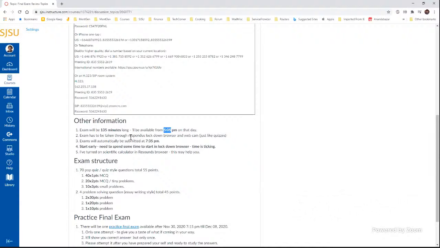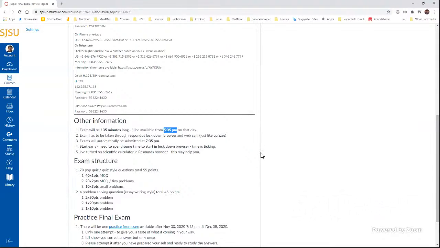It has to be taken through the Respondus lockdown browser and webcam, just like the quiz and midterm. The exam will be automatically submitted at 7:35 p.m. So start early, start from 5:05 p.m. on that day. Get it done soon.